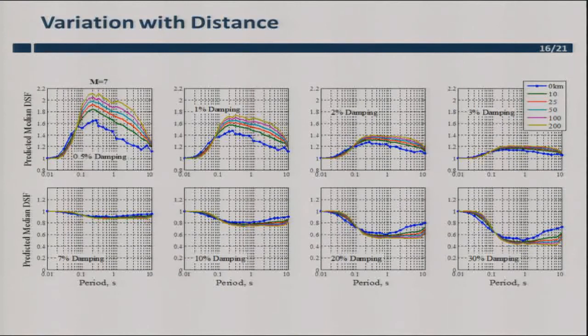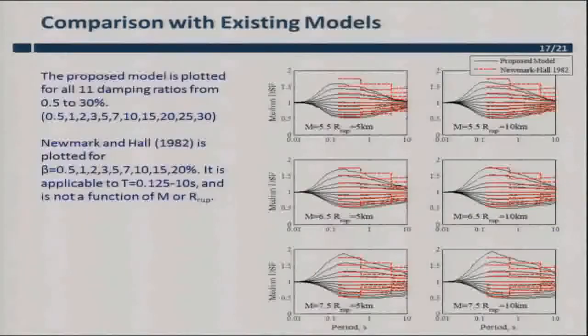And here you see the variation of DSF with distance. This figure is for magnitude 7, and I've plotted them for 0 kilometers up to 200 kilometers, which is the range that we are suggesting for applicability of our model. Obviously, 0 kilometers is an extrapolation, but I just wanted to throw it in there as the extreme case. Based on residual studies, we are suggesting that the model is good up to 200 kilometers. Again, variation is very dependent on the damping ratio and the period.